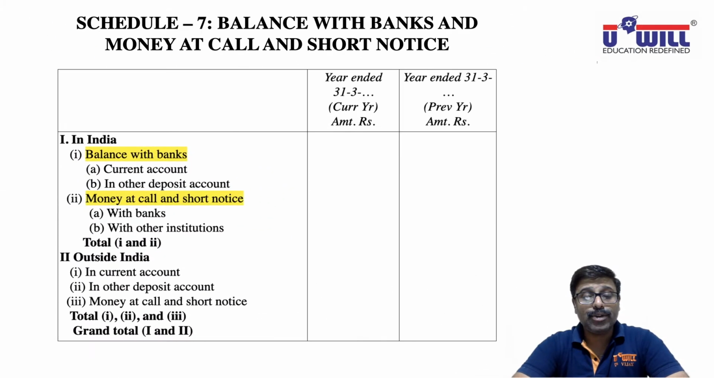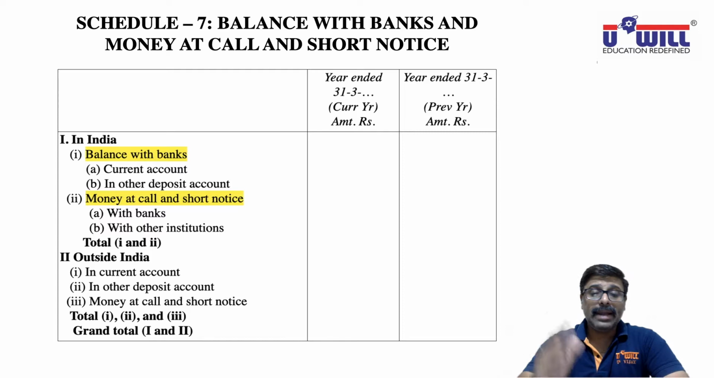Going further, Schedule 7 will include balance with banks and money at call and short notice. Here also heading itself is the content. Under balance with banks we will show current account and other deposit accounts within India and outside India. And the second item, money at call and short notice, again we will show within banks and with other institutions. In short, two major things will come over here, balance with other banks and money at call and short notice. So those yellow items you can highlight or mark in your study material also.